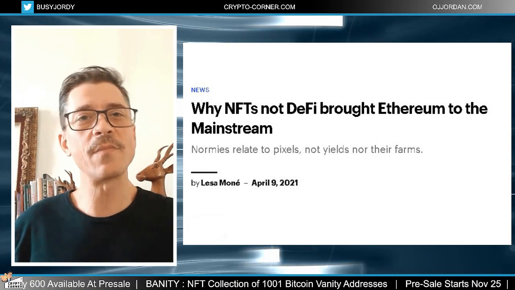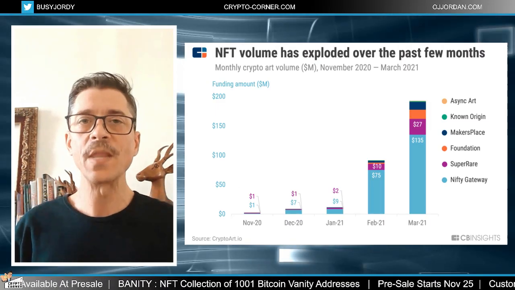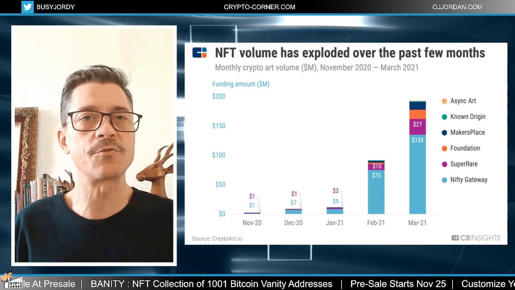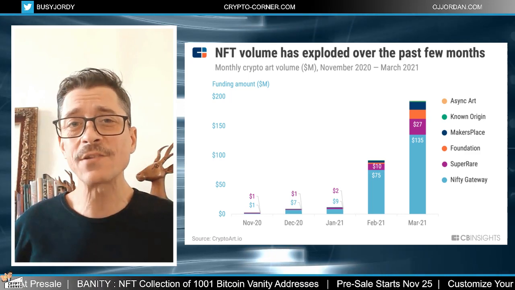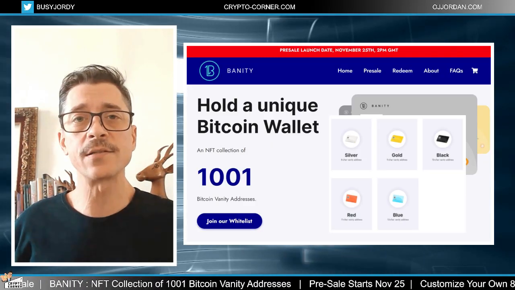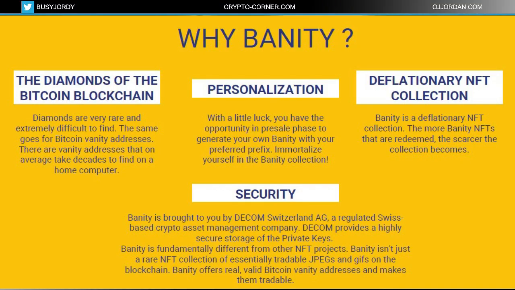Everyone's talking about them, and the industry is growing with the speed of light. So, Banity is positioned right in the center of this booming industry with their collection of 1001 vanity addresses that come with their own tradable cards. These NFTs are built on Ethereum. In other words, your ownership is recorded in smart contracts on the Ethereum blockchain.